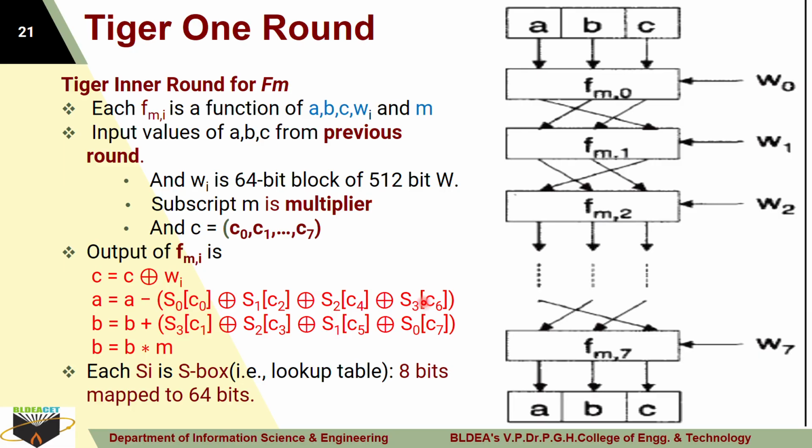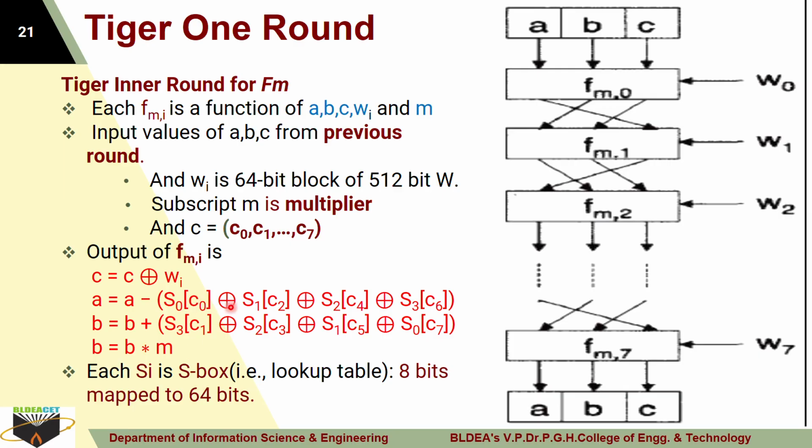So all these are the inputs C6, and you are applying the S substitution for this one, and here you are taking the 8 bits, and these 8 bits are mapped to the 64 bits here. Each block is of size 64 bits, and you are dividing that as C0 to C7, and those are mapped to the substitution blocks of 8 bits to 64 bits here.